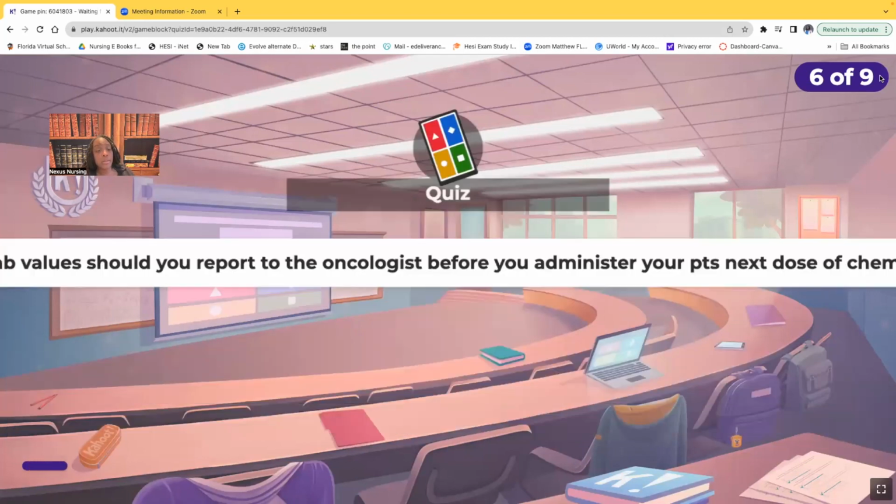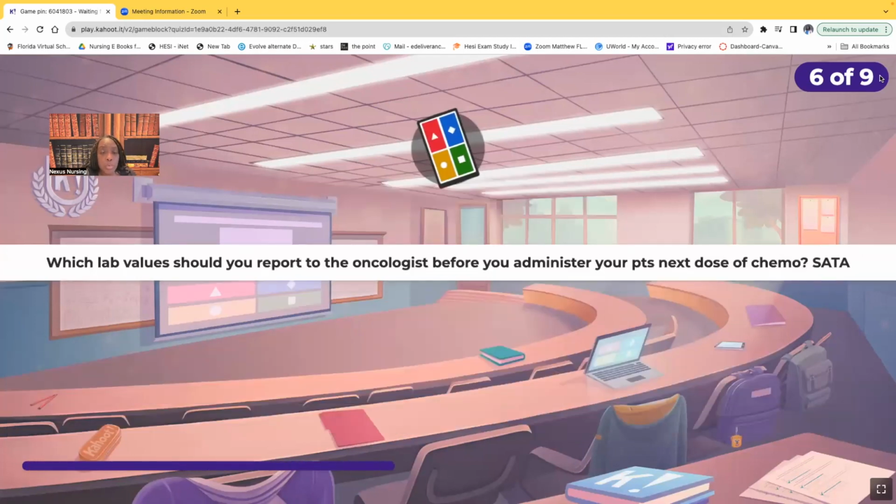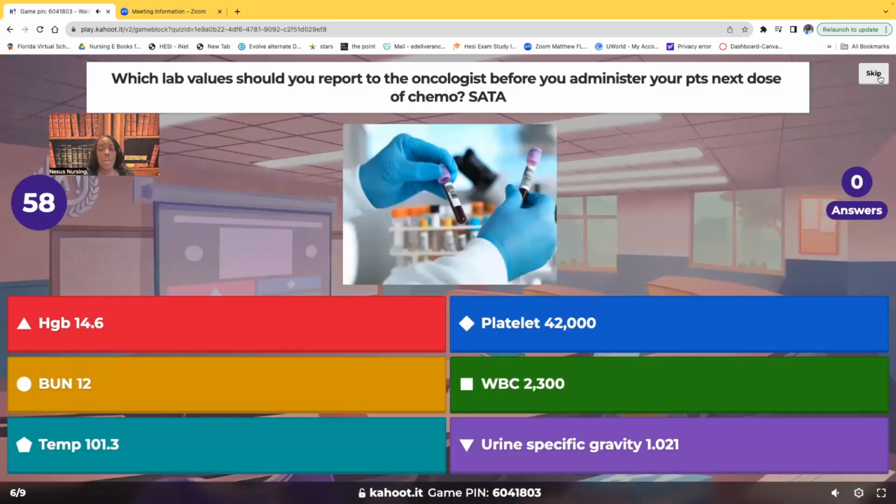Select all that apply. Which lab values should you report to the oncologist before you administer your patient's next dose of chemo? How do we treat select all that apply? As true or false. Here are our choices: a hemoglobin of 14.6, platelet of 42,000, BUN of 12, WBC of 2,300, a temperature of 101.3, urine specific gravity of 1.021. Which lab values should you report to the oncologist before you administer your patient's next dose of chemotherapy?